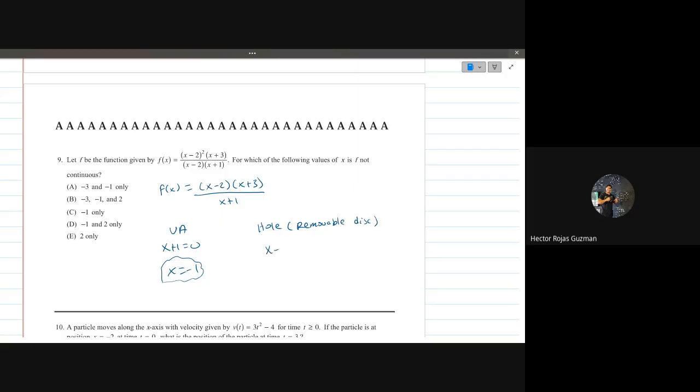So you take your x minus 2, you set it equal to 0, and you get x equals 2. If you take either of these two values and plug it into the original equation, you're going to get an undefined answer. So negative 1 and 2. That's where f is not continuous. Oh, the vertical asymptote, that's an infinite discontinuity.